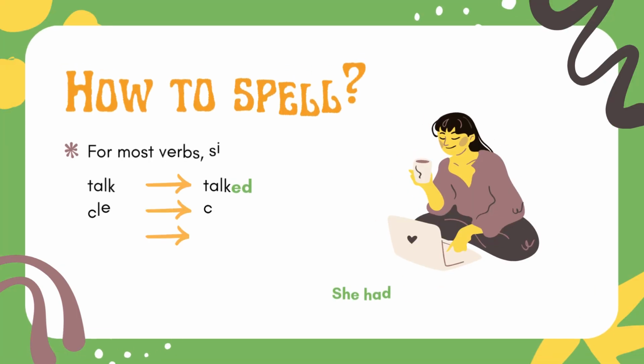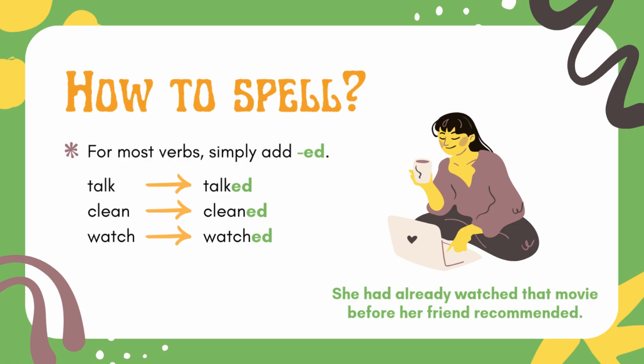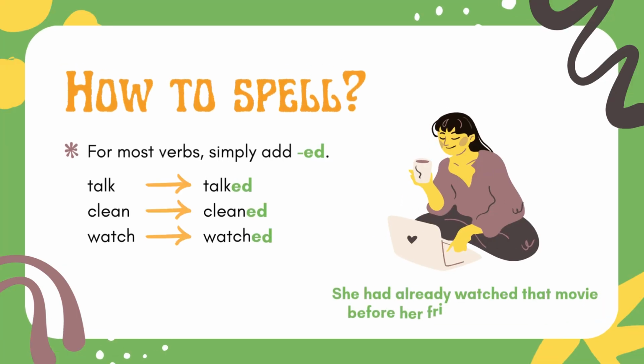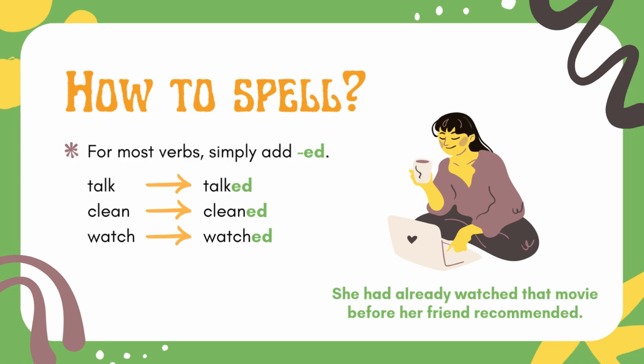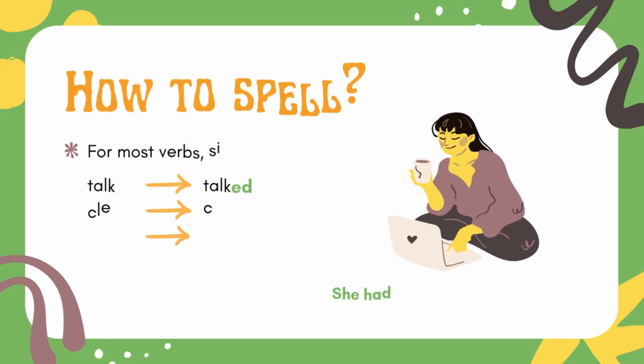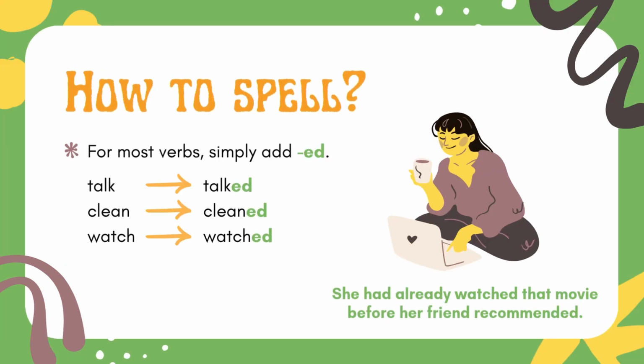How to spell? For most verbs, simply add ed. Talk, talked. Clean, cleaned. Watch, watched. She had already watched that movie before her friend recommended.